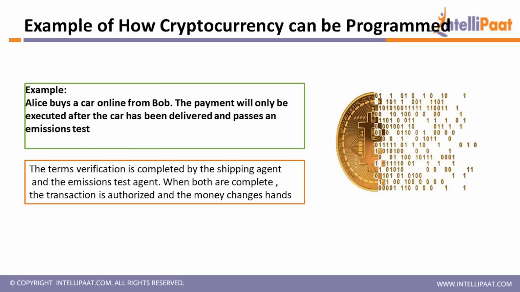As an example, say Alice buys a car online from Bob. The payment will only be executed after the car has been delivered and passes an emission test. The term verification is completed by the shipping agent and the emission test agent. When both are complete, only then is the transaction authorized and the money changes hands. It is very clear now, right? Until all the checks and tests are passed, the transfer of funds will not happen. So all these conditions you can write into your currency in order to proceed with validation and required checks.